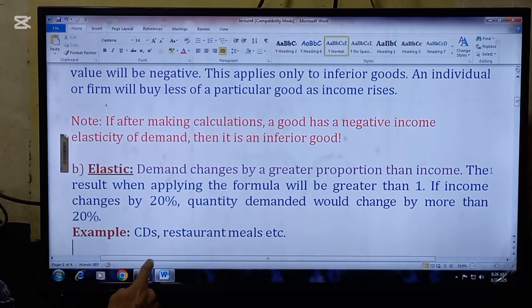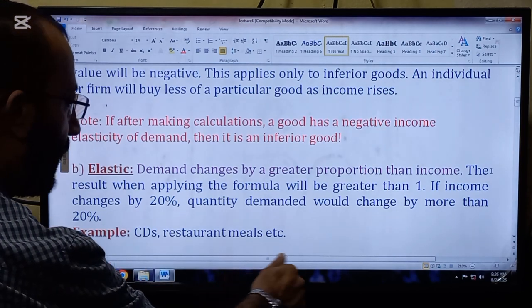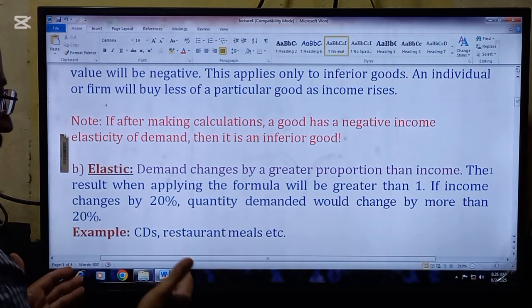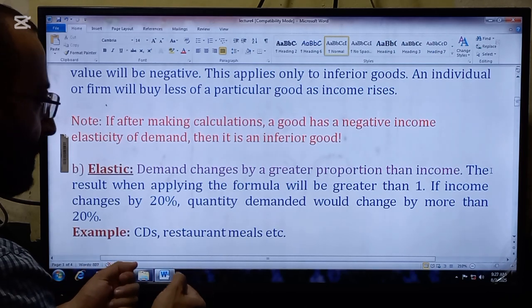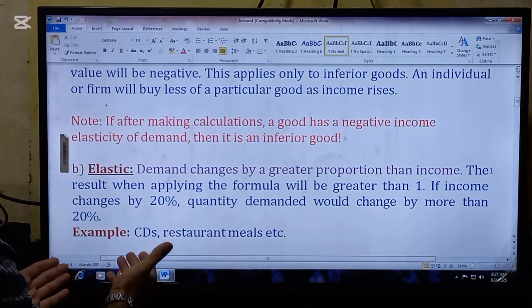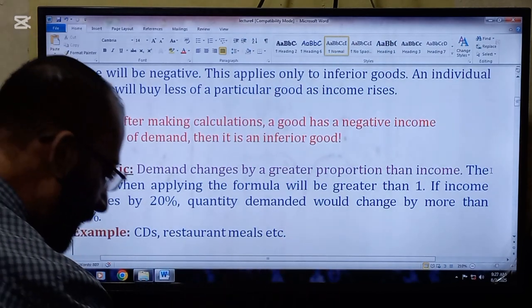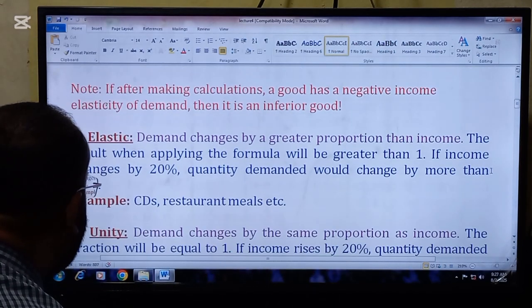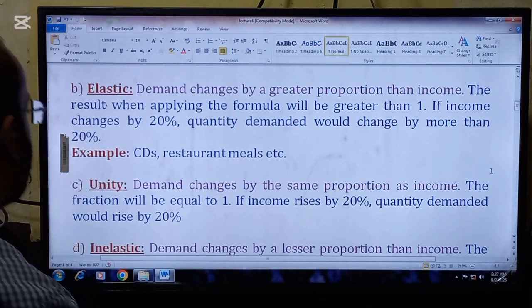Examples are CDs, restaurant meals, etc. Because when people get an income increase, they spend more on CDs, restaurant meals, etc. So these are elastic commodities.